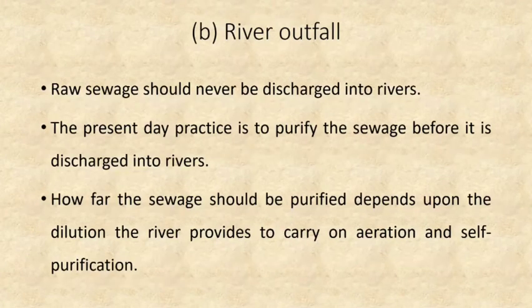Then the second method, that is river outfall. The raw sewage should never be discharged into the rivers because the water is used for drinking purposes. The present day practice is to purify the sewage before it is discharged into the rivers.